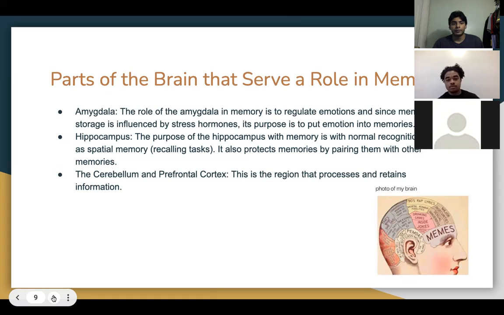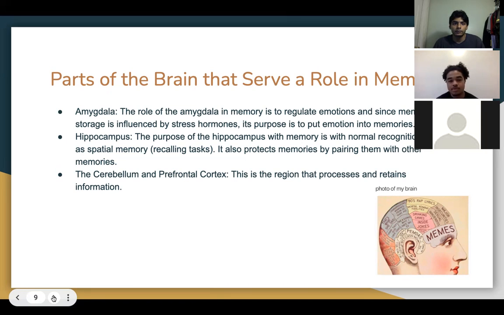Parts of the brain that serve a role in memory. Amygdala. The role of the amygdala in memory is to regulate emotions. And since memory storage is influenced by stress hormones, its purpose is to put emotion into memories. And the amygdala is the reason for fear in general, like the fear of bears or any phobia like that.